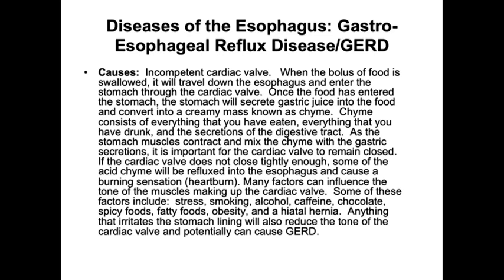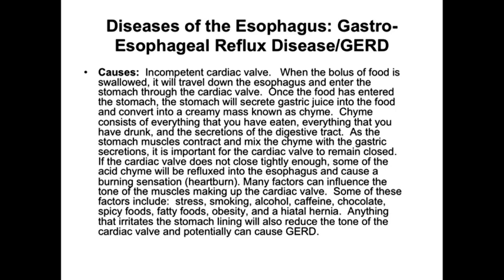Okay, so here it talks about the incompetent cardiac valve. When the bolus of food is swallowed and travels down the esophagus and enters the stomach through the lower esophageal sphincter, or cardiac valve, the stomach secretes gastric juice onto the food, and it converts into a substance called chyme. Chyme consists of everything that you've eaten plus all the digestive enzymes that are there.